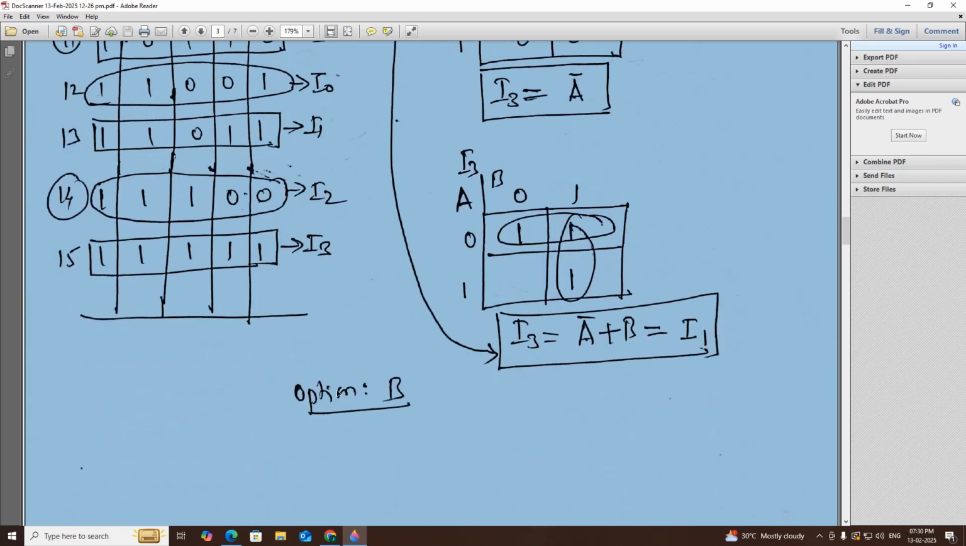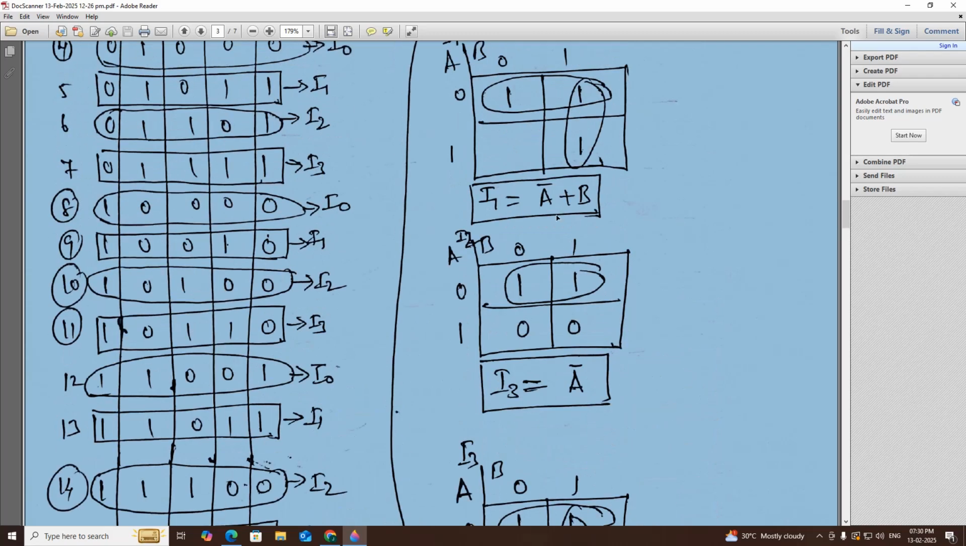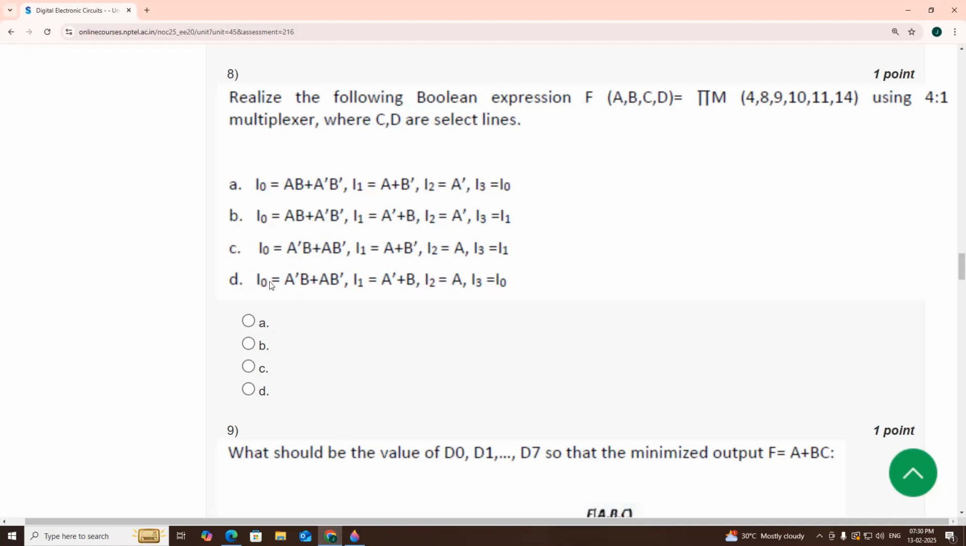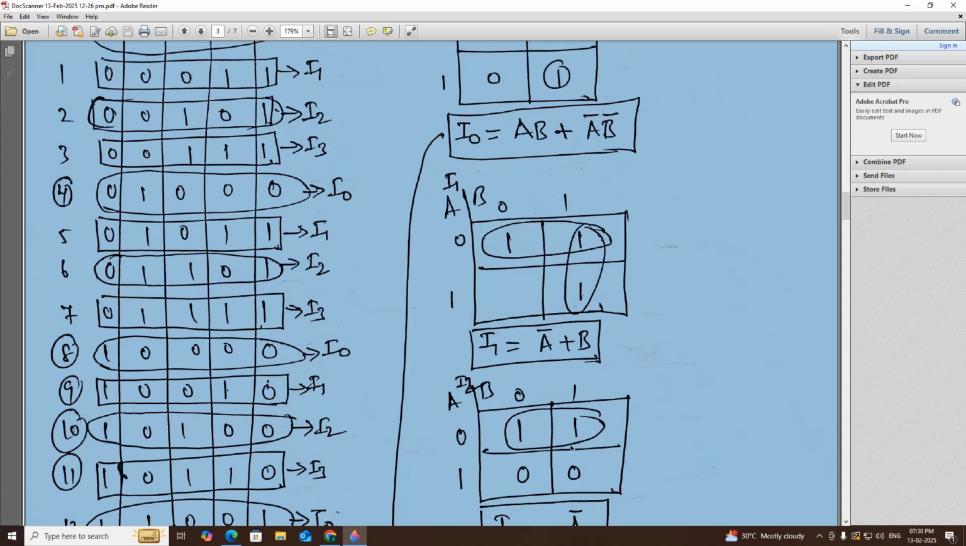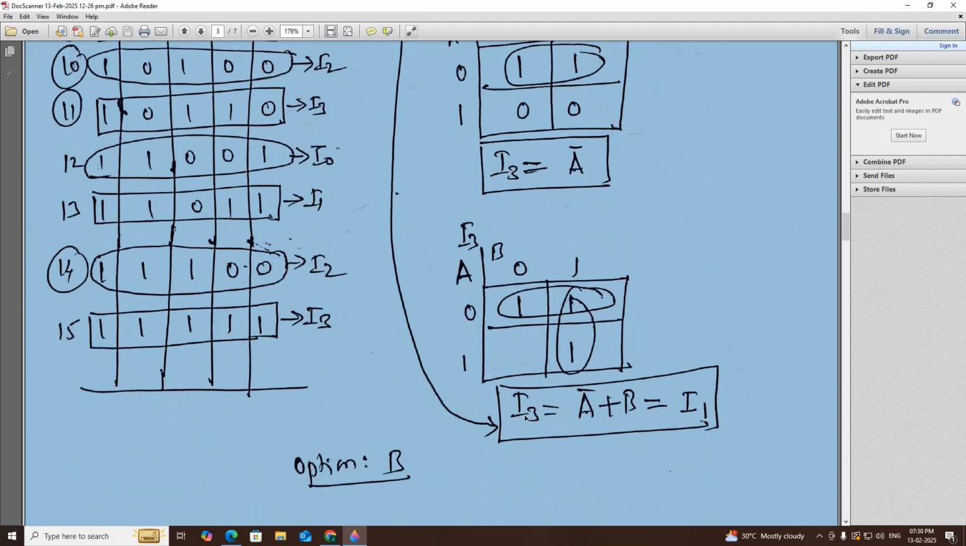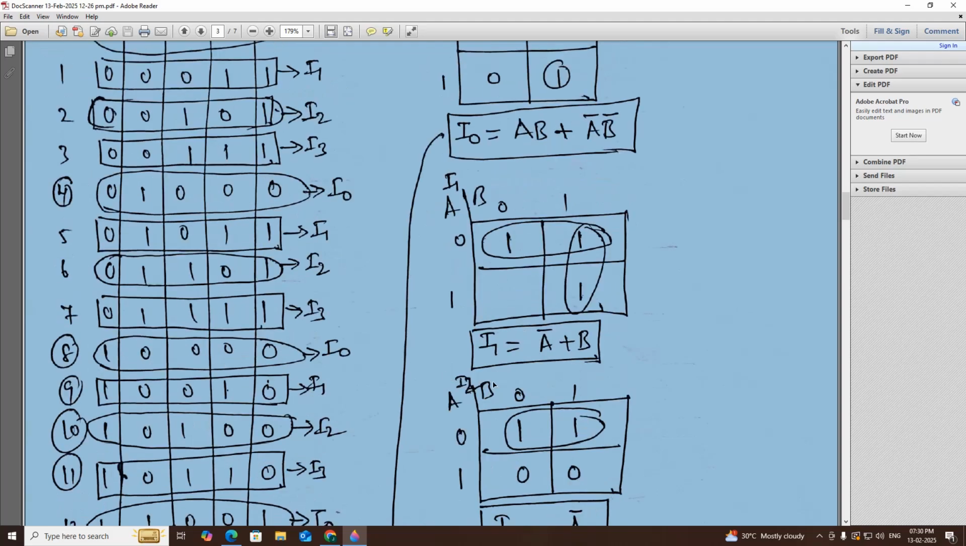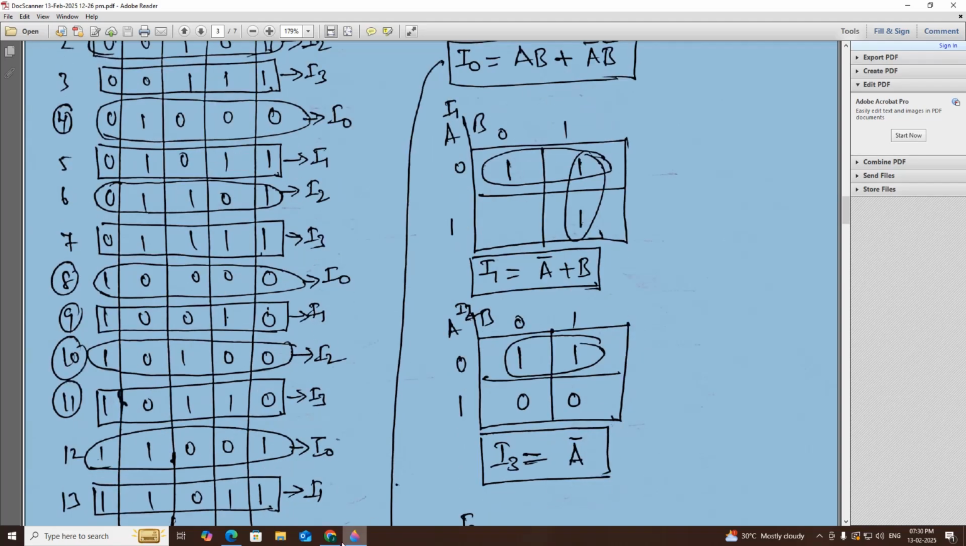So therefore the option is B. So what are the expressions? The expressions are AB plus A bar B, AB plus A bar B bar, option B. So AB plus A bar B bar, and this one I1 is A bar plus B, I2 is equal to A bar, and I3 is equal to I1. So we can see here I3 is equal to I1, and you can see here I2 is equal to A bar. We'll move on to the next one.